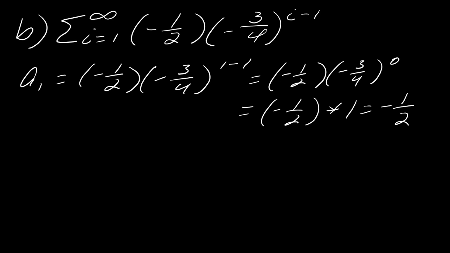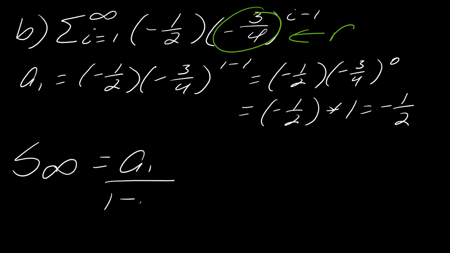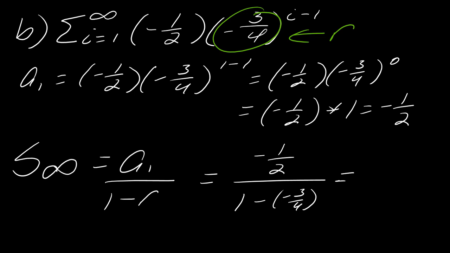And then remember, the common ratio is going to be the number that has the exponent attached to it. So in this case, this part right here, this is my r. So then I can use my formula. So this will be negative 1/2 over 1 minus negative 3/4. And this equals negative 2/7. So if we were to continue to add all these terms in this series forever, this would eventually converge to negative 2/7.